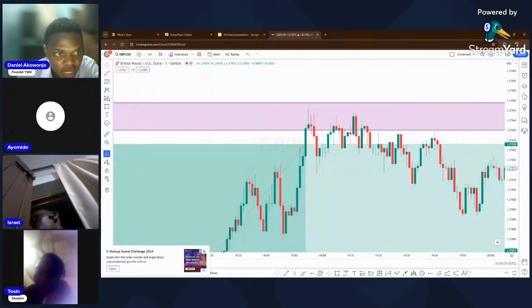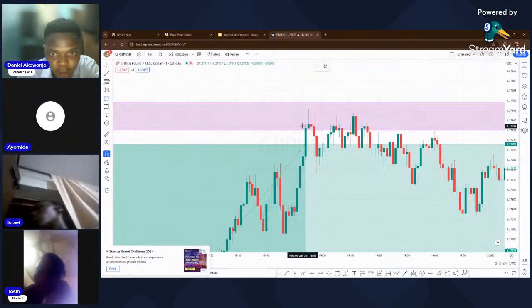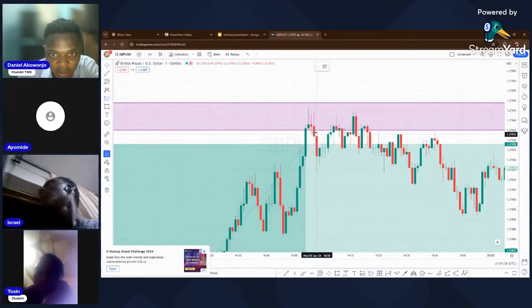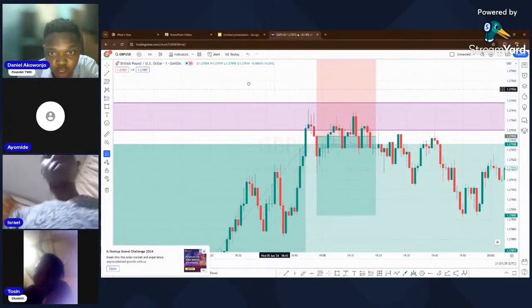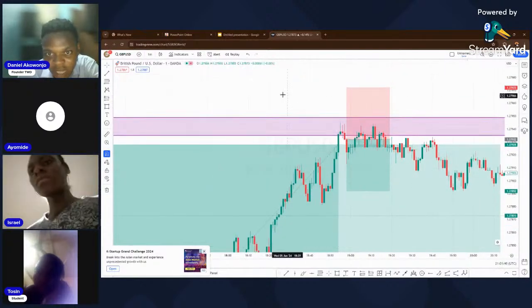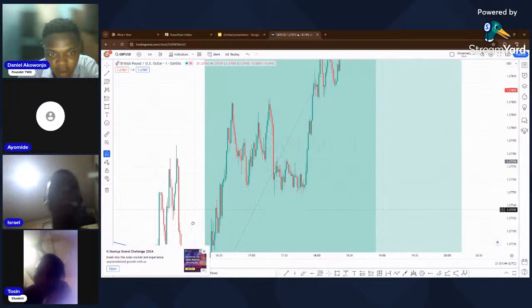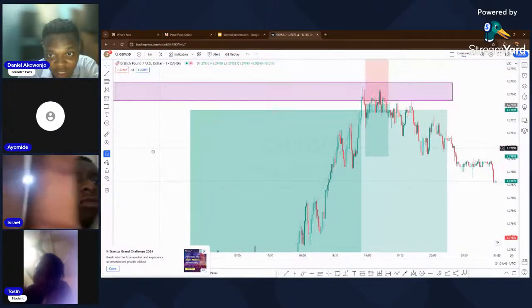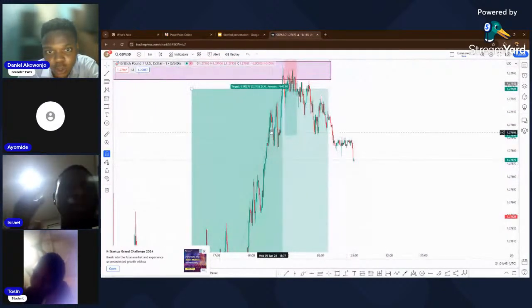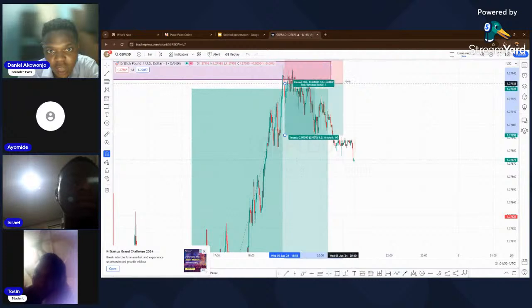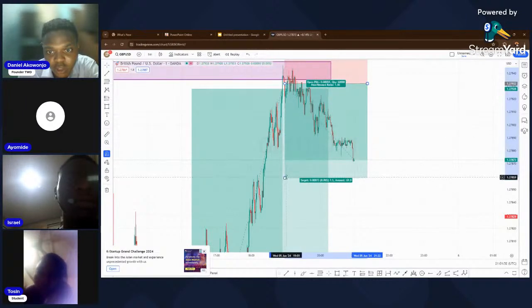So once I see this shooting star, I want to go in short. Remember, shooting stars can only be found at the top of what? An uptrend. Okay, so I want to go in short. So imagine you've gone in short now. You'd still be making profits.